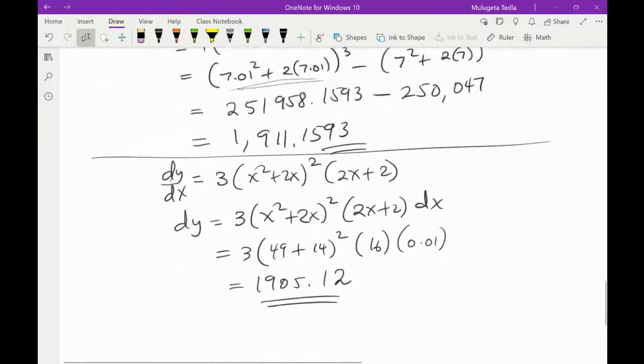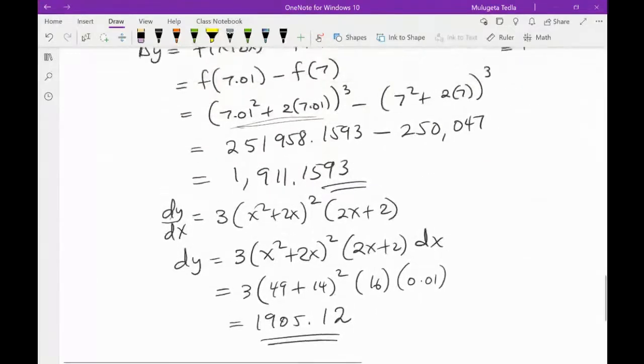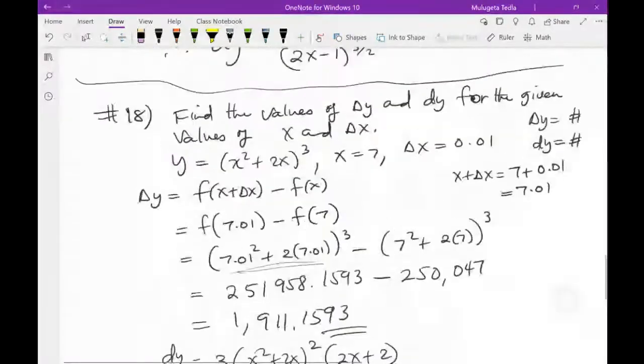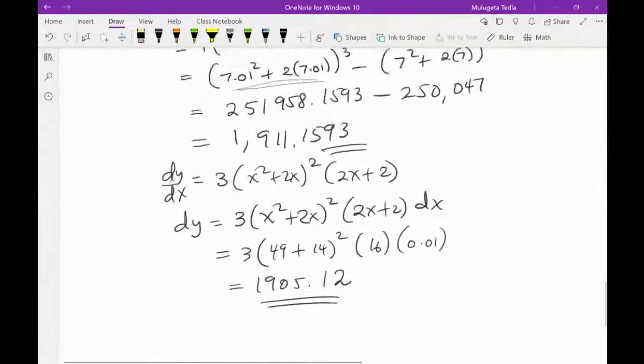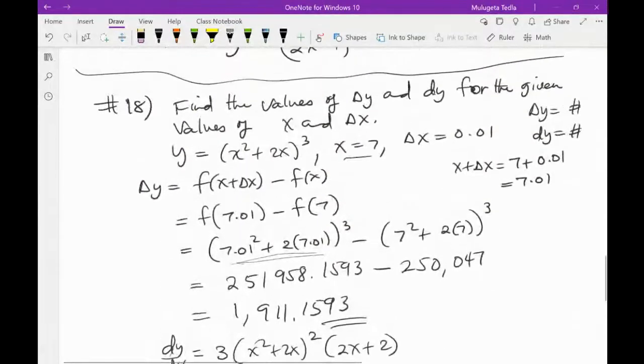So I think I probably will test you on this. Compare delta y and dy for given values of x and delta x and the function, of course. Okay.